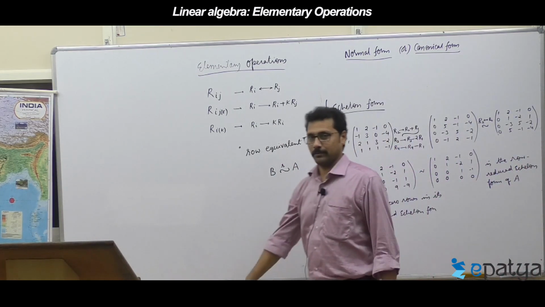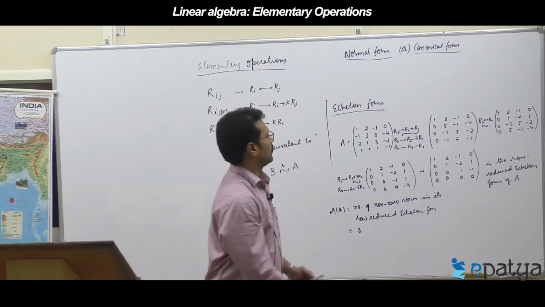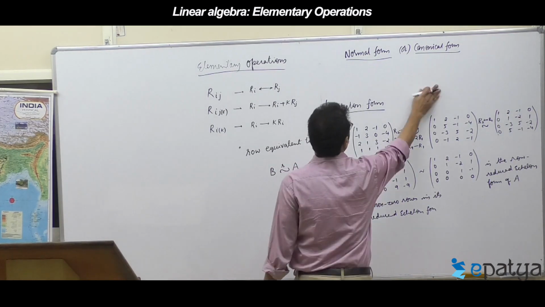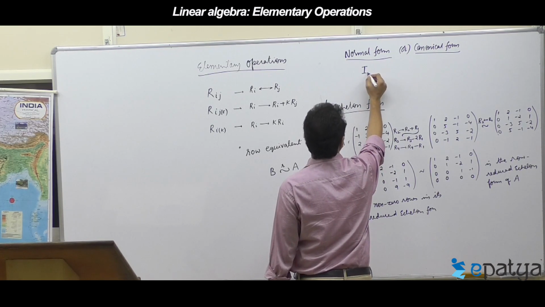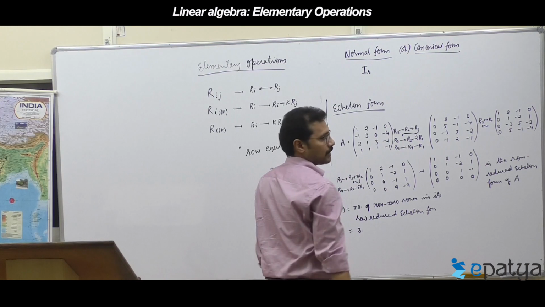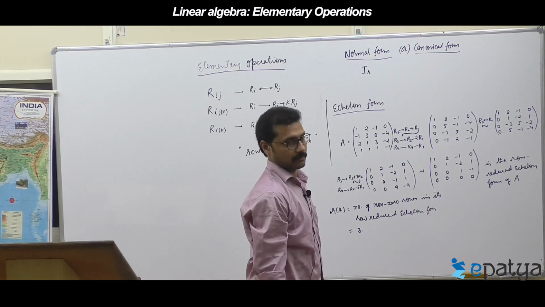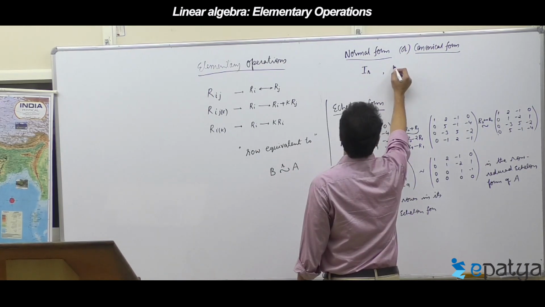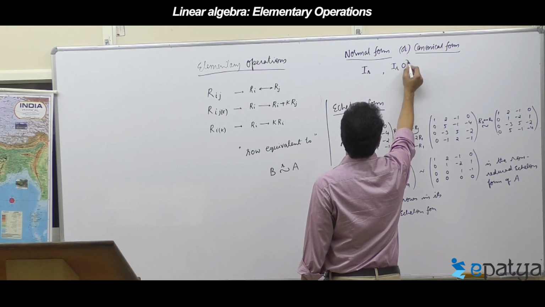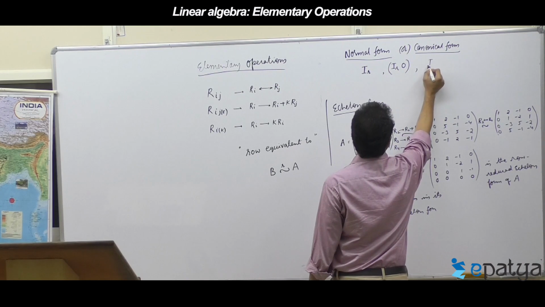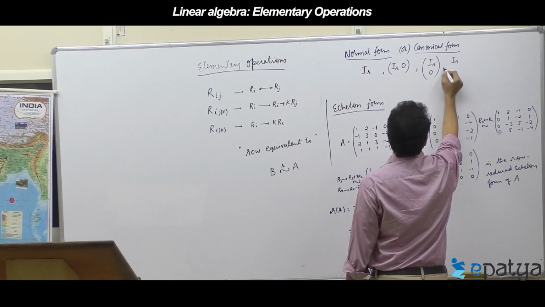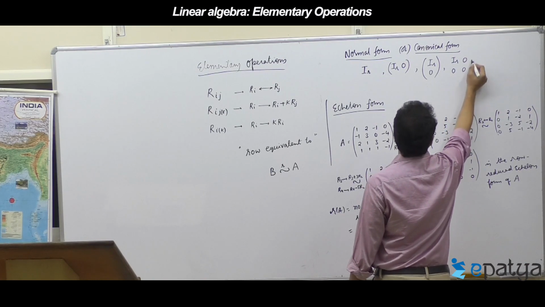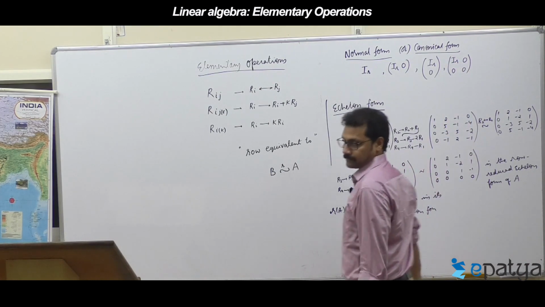What is this normal form or canonical form all about? Normal form can be just an identity matrix I_r of order r, or an identity matrix with zeros, like I_r 0, or I_r with rows and columns of zeros. That is called normal form.